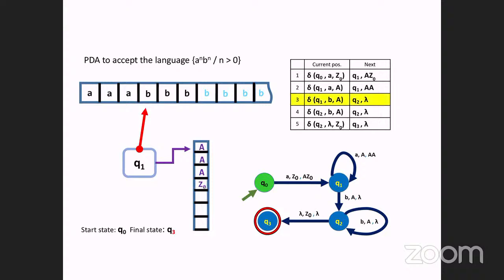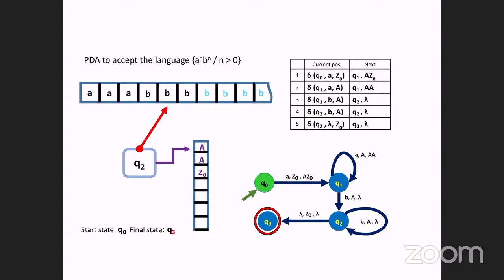While it's in Q1, scanning a B and A being the topmost, you find a lambda here. That means whatever be the topmost, you remove that. That's the meaning of this lambda. So when you remove this topmost A, the whole thing will pop up. Look up here now. Yes, the whole thing is popping up.